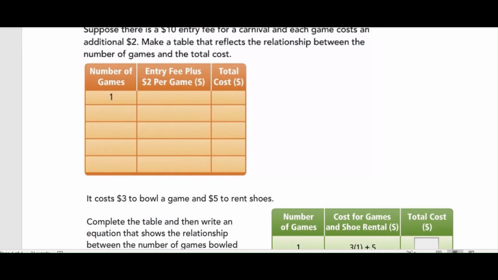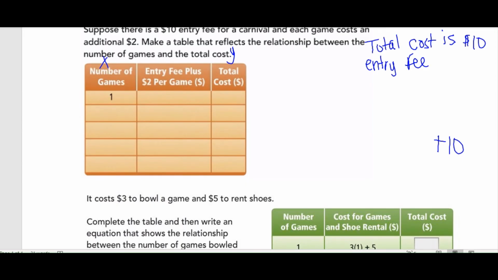So how much are you going to pay? So the total cost is going to be equivalent to, so is, that's like our equal sign, the $10 entry fee. So whether you pay games or not, you're going to pay $10 to get into the carnival. So how does that $10 affect your total cost, which is Y? So this is going to be our Y, and this is going to be our X. So you're going to automatically pay $10. So that's going to be our Y intercept. If you play no games, 0 games, you're still going to pay the $10.